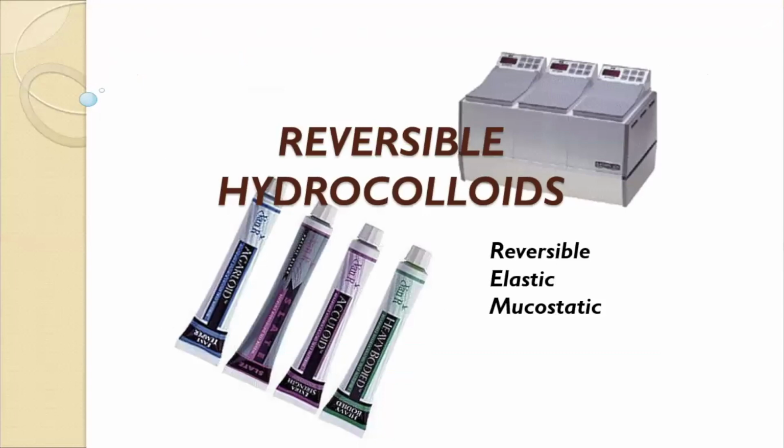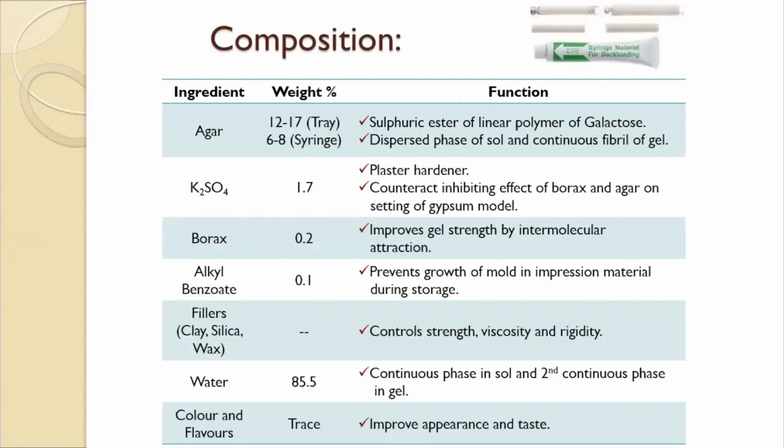Coming to your reversible hydrocolloids. Reversible ones would be reversible, elastic, mucostatic, like we discussed in our classification earlier. Coming to the composition, it would be agar, potassium sulfate, borax, alkyl benzoate, fillers like clay, silica, wax, water, color and flavoring.